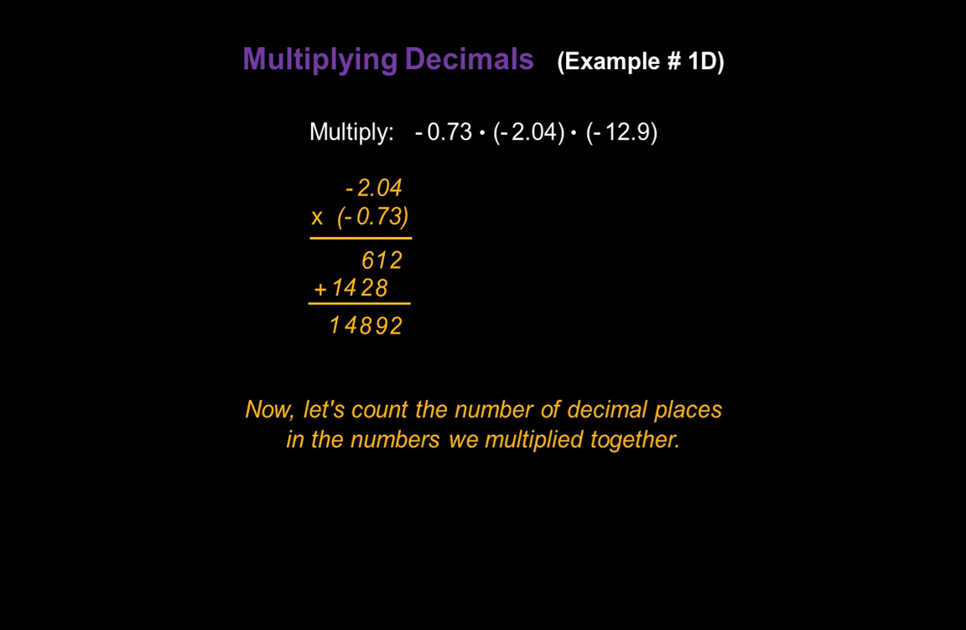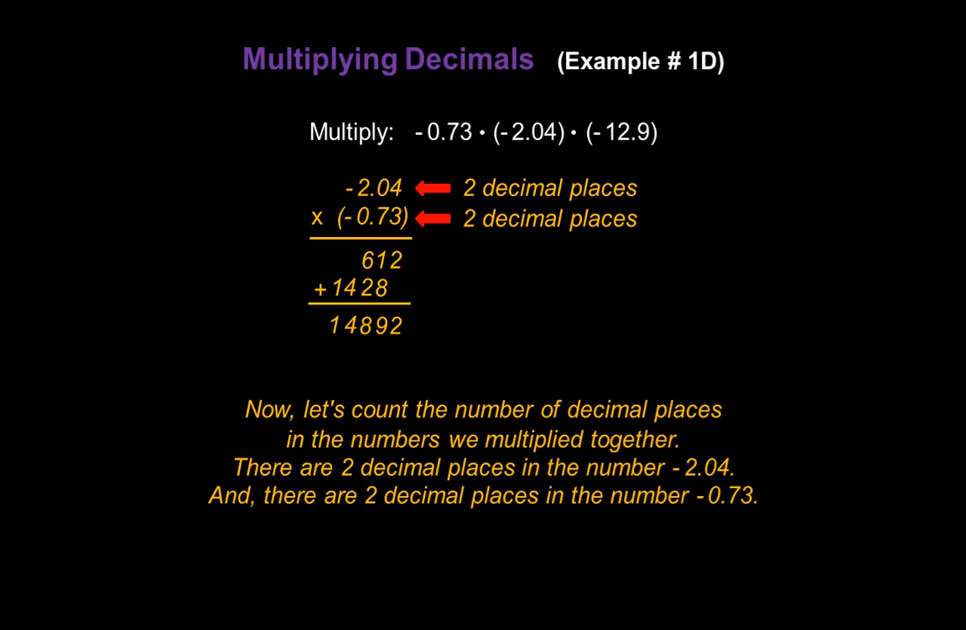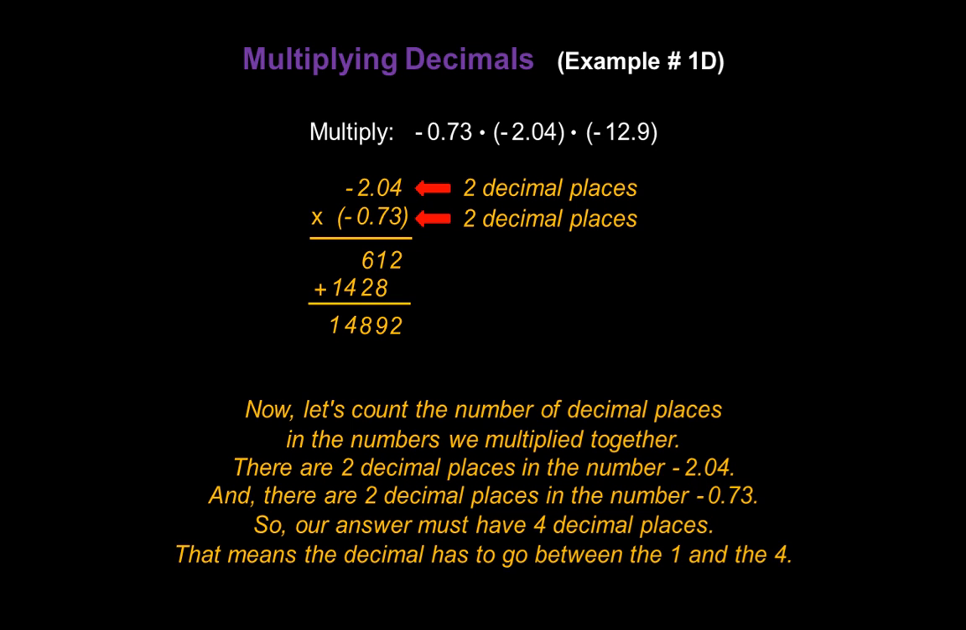Now let's count the number of decimal places in the numbers we've multiplied together so far. There are 2 decimal places in the number negative 2.04. And there are 2 decimal places in the number negative 0.73. So that means our answer is going to have 4 decimal places in it. And that means the decimal is going to go between the 1 and the 4. Just like that.